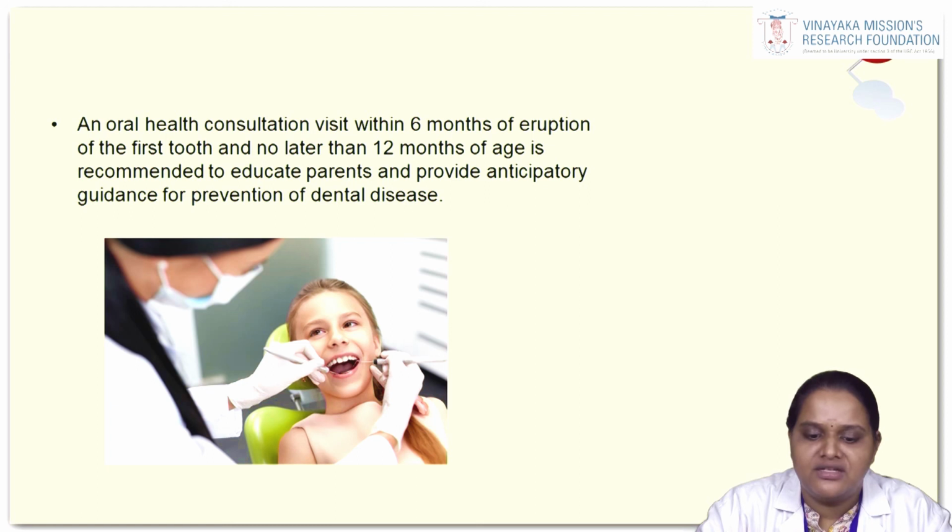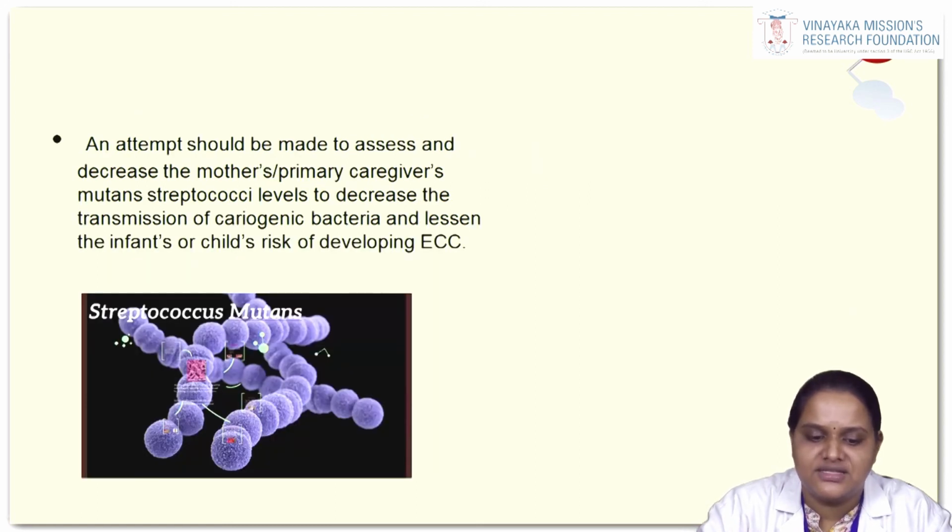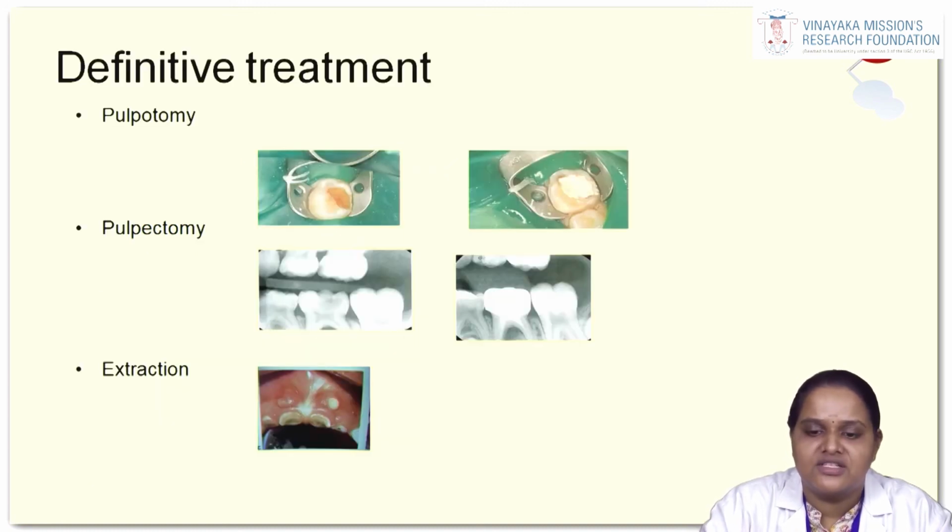It is recommended to educate the parents to provide anticipatory guidance for prevention of all kinds of dental diseases. An attempt should be made to assess and decrease the mother's or primary caregivers' mutans streptococci levels to decrease the transmission of cariogenic bacteria through saliva, and this mainly reduces the risk of transmission of early childhood caries. So, these are all about the preventive aspects.